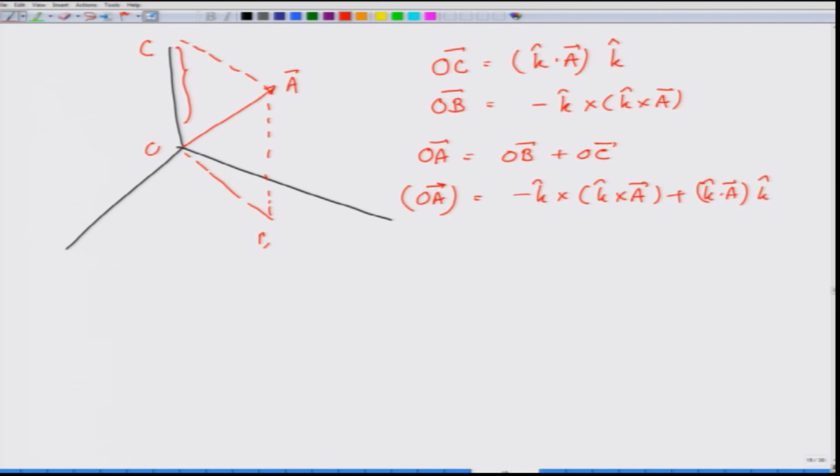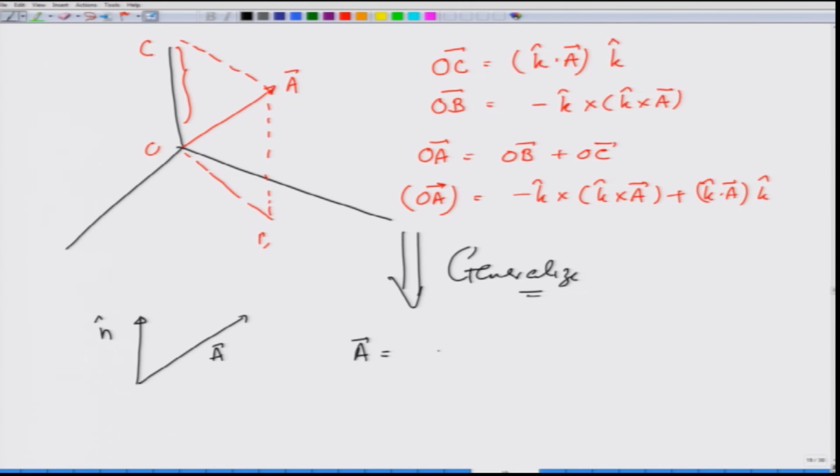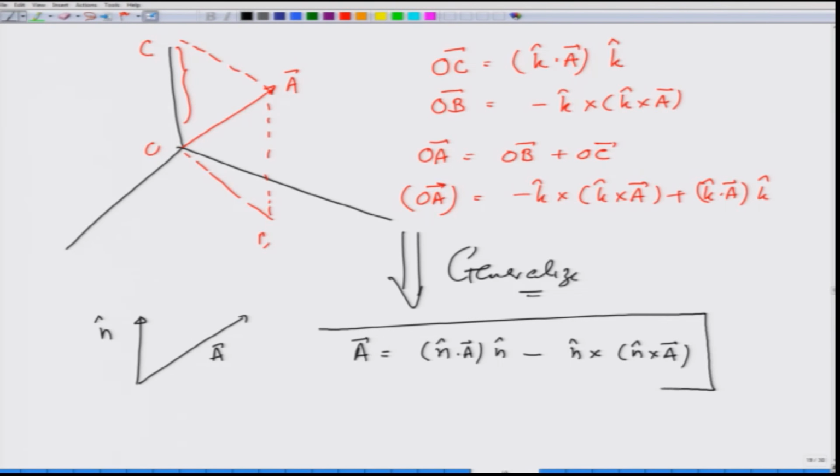A generalization of this problem, I can now generalize this. If I have a vector A and a unit vector n, then the vector A is equal to n dot A n, that is, the projection of A in the direction of n multiplied by n, minus n cross A. I will leave this for you to prove.